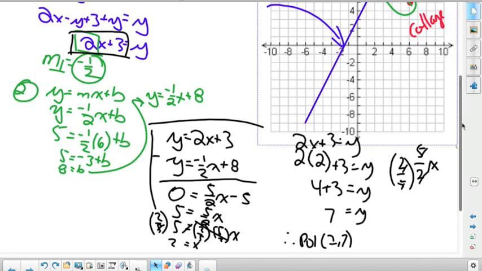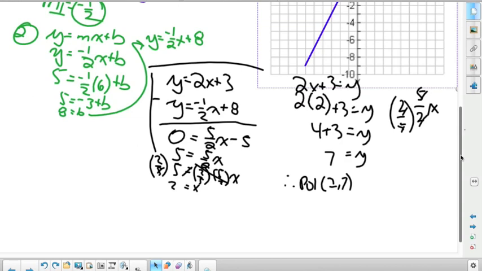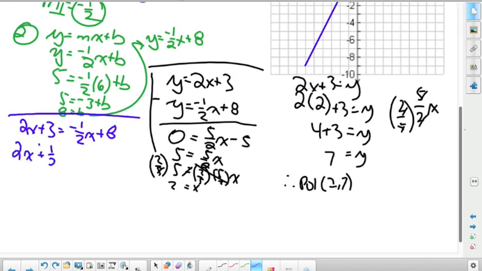You want to go over the substitution part? Yeah. You want me to do the substitution way? Yes. If I do it by substitution, so I get 2x plus 3 is equal to minus 1/2 x plus 8. I want to add 1/2 x to both sides. I get 8 on that side now. Now I subtract 3 from both sides.